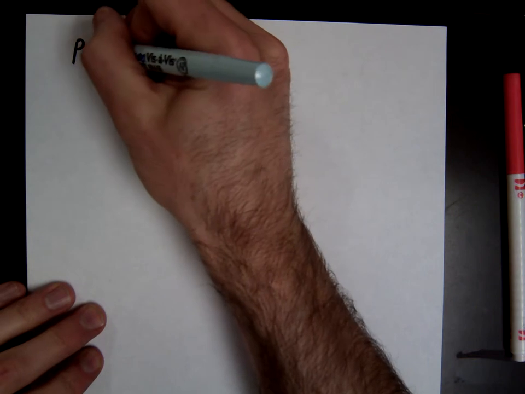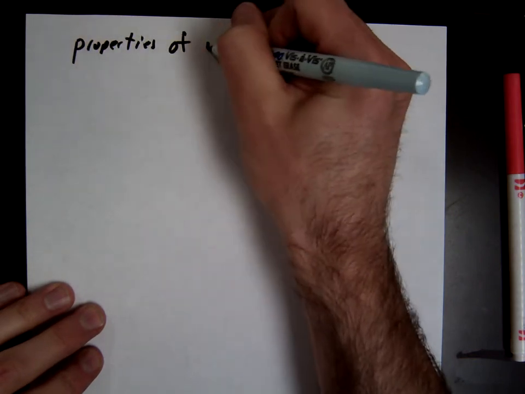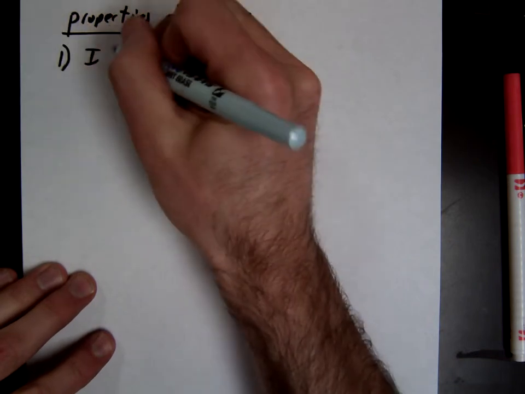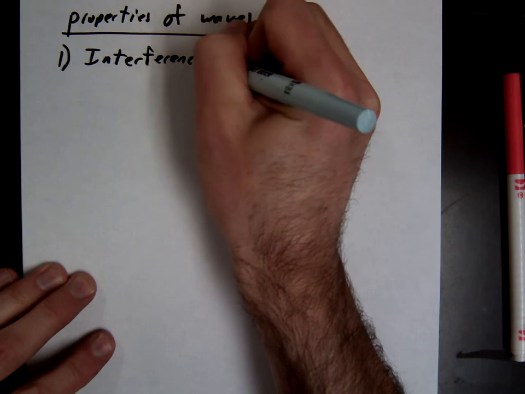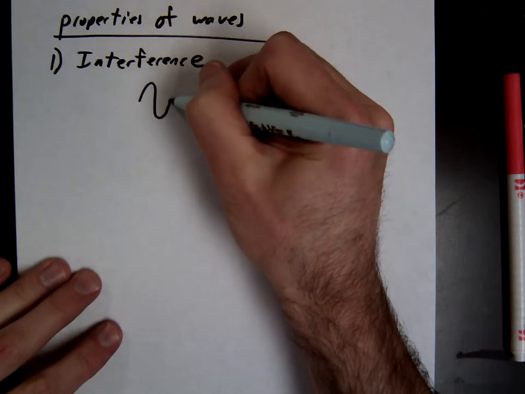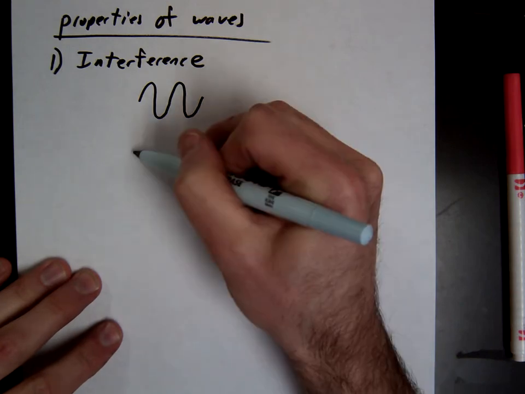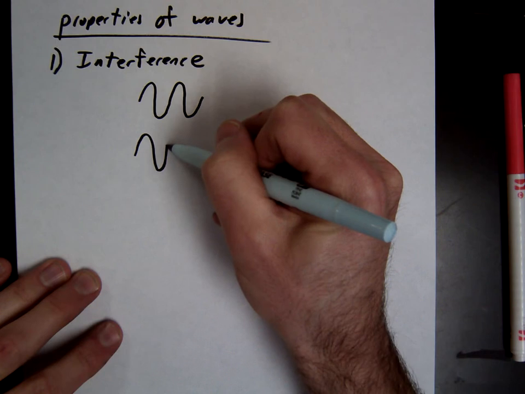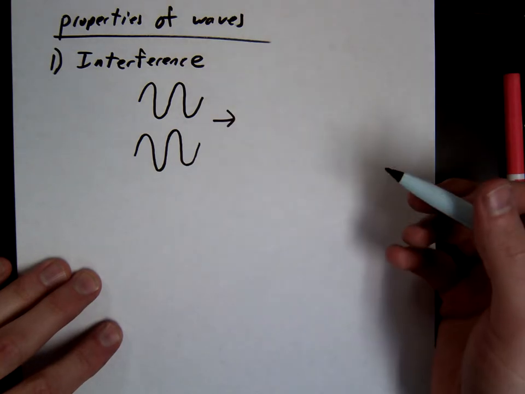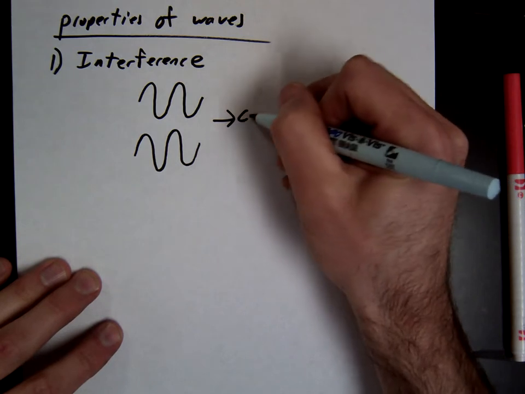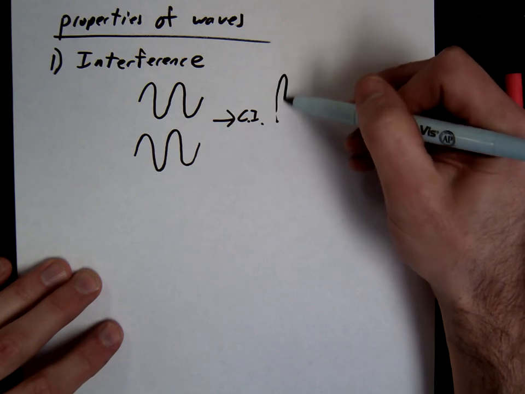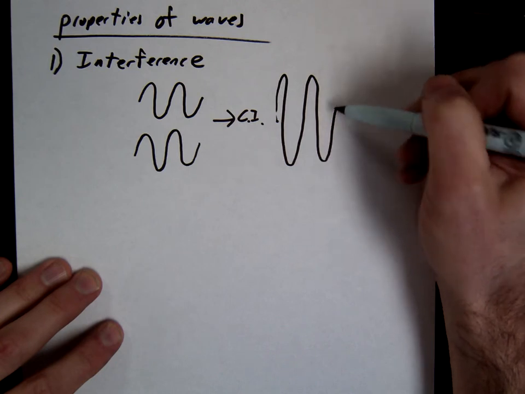So the first property of waves is the property of interference. And we've definitely discussed this, right? This is the idea when we have a wave that goes like this, and another wave that goes like this. When these two waves come together, what should happen? You should get constructive interference. What would the resultant wave look like? Larger wave. Same frequency, same wavelength, a larger amplitude.